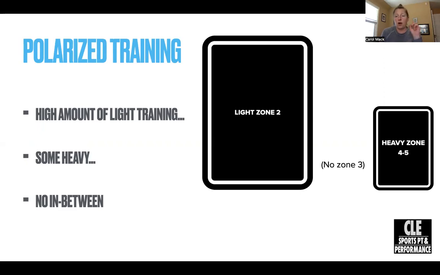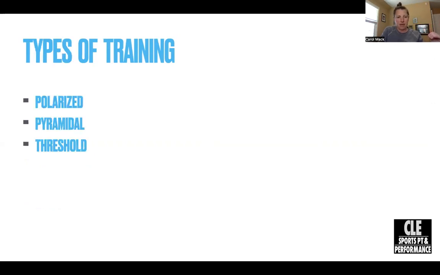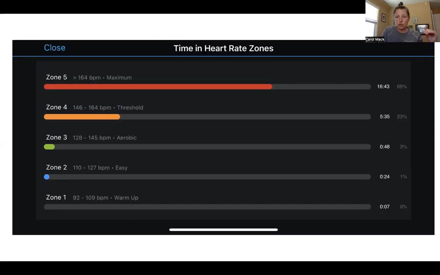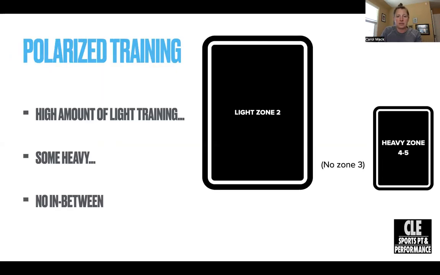Polarized is where you are on one pole or the other. You have a high amount of light training. So if I'm going to skip back here so you get another visual, this is in that zone 2 easy, very, very light training. You have very little in the middle, and you have a little bit of heavy training. So we're going to skip back over here. So you see a huge amount of light training, a decent amount of heavy training.